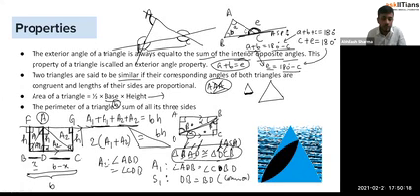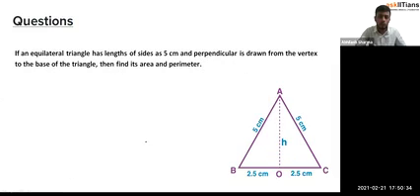If I divide by 2, we are getting half into base into height. And what is A1 plus A2? It is the area of the triangle itself, this complete triangle. So that's how we have proved that area will be half into base into height. For the second case, we can prove it for this triangle also. This you try as homework, okay?